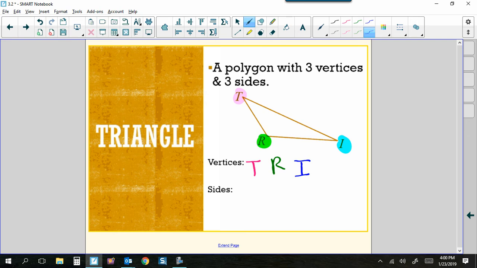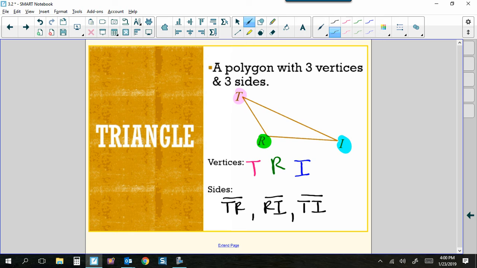Your sides, if you remember, are going to be segments. So segments, you have one connecting points T and R. So TR is one side of your triangle. We have side RI, and we have side TI. Remember, when naming a segment, you need to use 2 capital letters, which are your endpoints, and you need to put the little dash over the top.